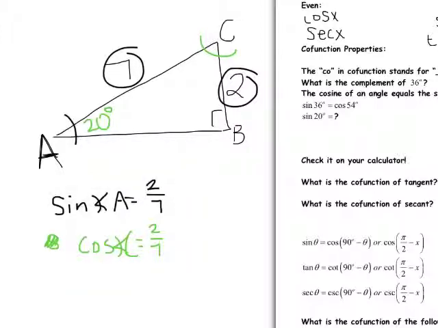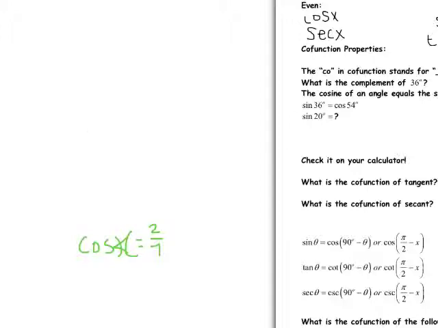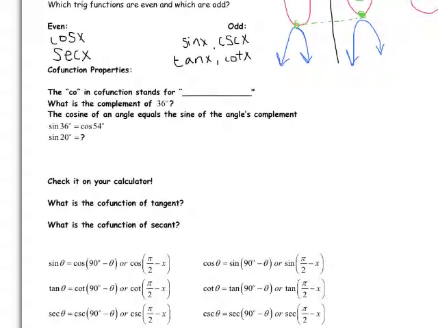So if you look on your formula chart, all of this is written down for you. It's under the complement or cofunction section, but the co in cofunction stands for complement. So you identify what the complement is, so 90 minus is the complement, and then use the cofunction. So for example, sine of 36 is equal to cosine of 54.